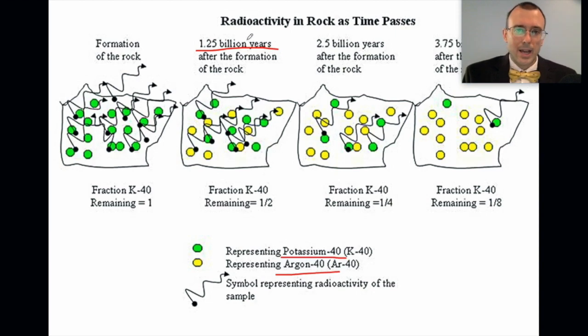Okay, so after one half-life, you have this 50-50 amount, and you can tell that rock is about 1.25 billion years old. After two half-lives, you now have more argon 40 than potassium 40, and that ratio is going to tell you that you have two half-lives, which is 2.5 billion years old, et cetera. Now we have an equation that we can use to deal with any kind of ratio that you have of those two different materials.